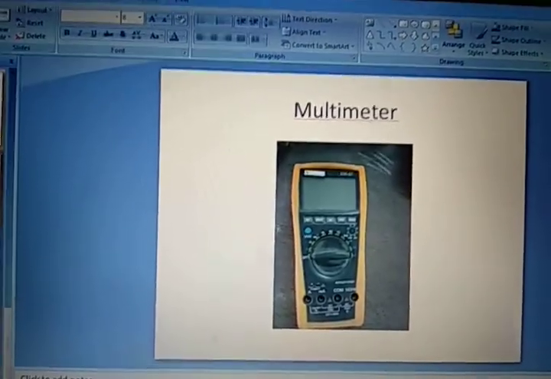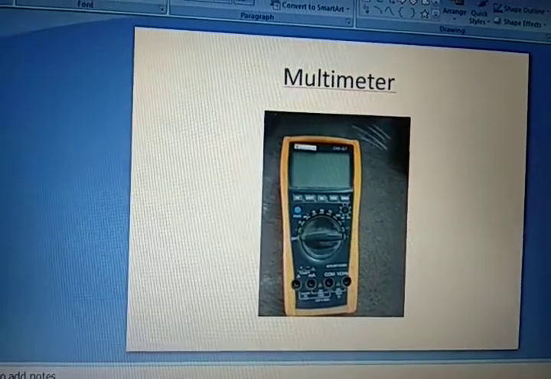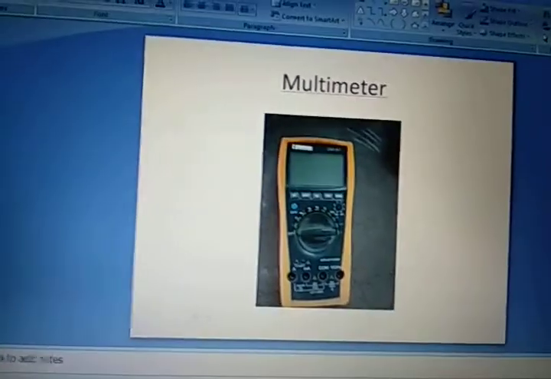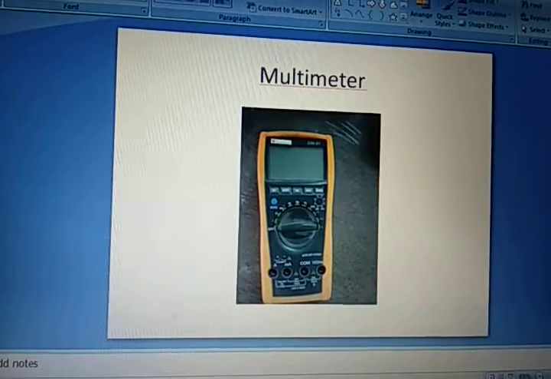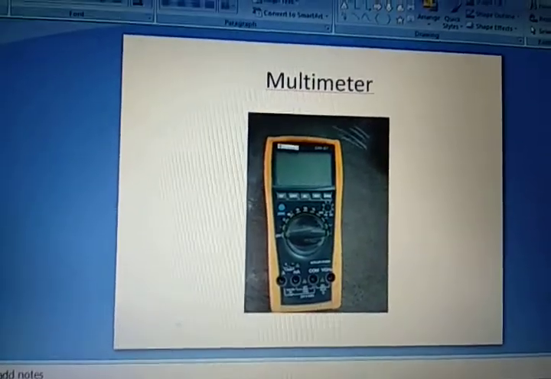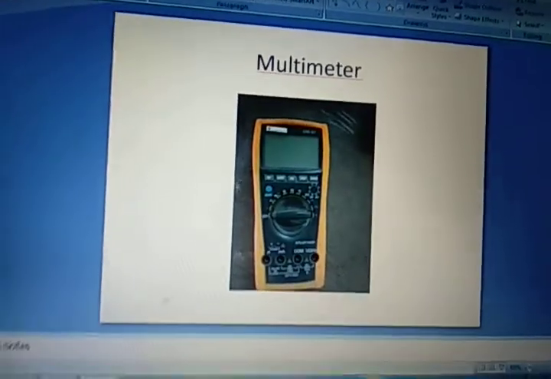Next one is the multimeter. It is a digital device which can be used for measuring different parameters, like voltage, current, resistance, and many other parameters. That's why it is called a multimeter.